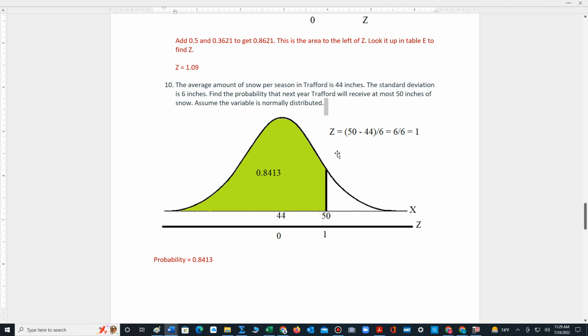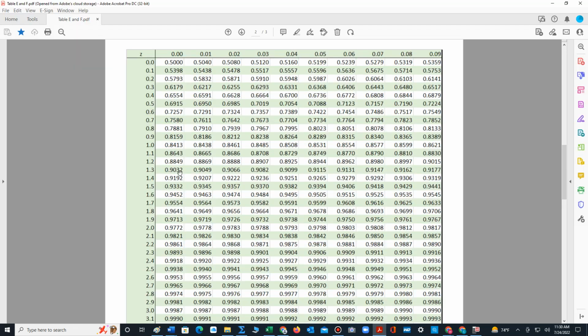And now we have to convert all these x values to z values. 44 converts to 0. To convert 50, we use our z-score formula. It's 50 minus the mean, 44, divided by standard deviation of 6. 50 minus 44 is 6. 6 divided by 6 is 1. And then we just have to look up 1 in table E, and that's 0.8413.